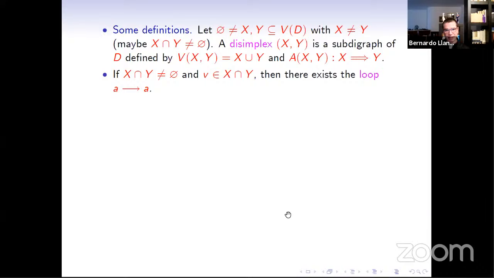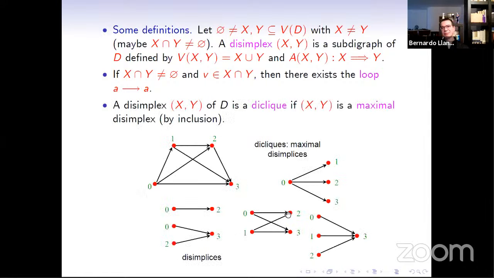For example, there are definitions here. This is one example which illustrates the definition very well. If we take a simple digraph, observe that you don't have loops, you don't have symmetric arcs. I mean by symmetric arcs going from one vertex and returning. This is not the case here, and you have disimplices. Disimplices in this case are, for example, the arcs 0, 2 to 3.